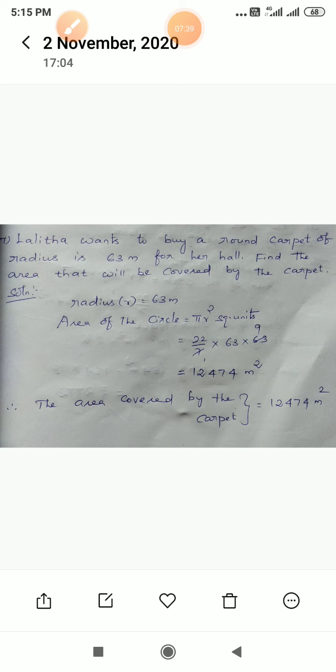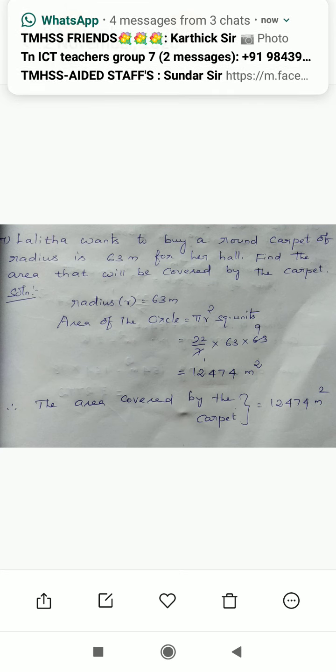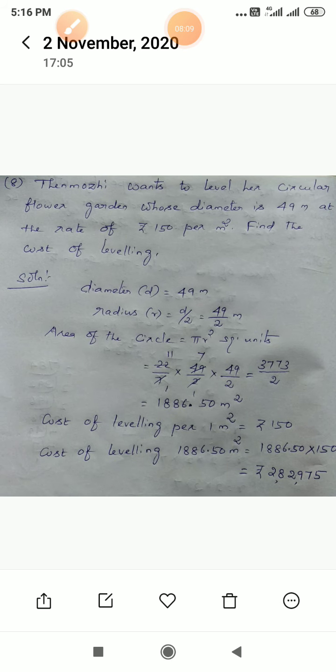Taking pi is equal to 22/7 into radius is 63. So r square means 63 into 63. Now we divide 7 and 63 by 7 table. 7 ones are 7, 9 sevens are 63. Now we multiply 22 into 63 into 9. We get the answer 12,474 meters square. That is the area covered by the carpet is equal to 12,474 meters square. That is the answer.